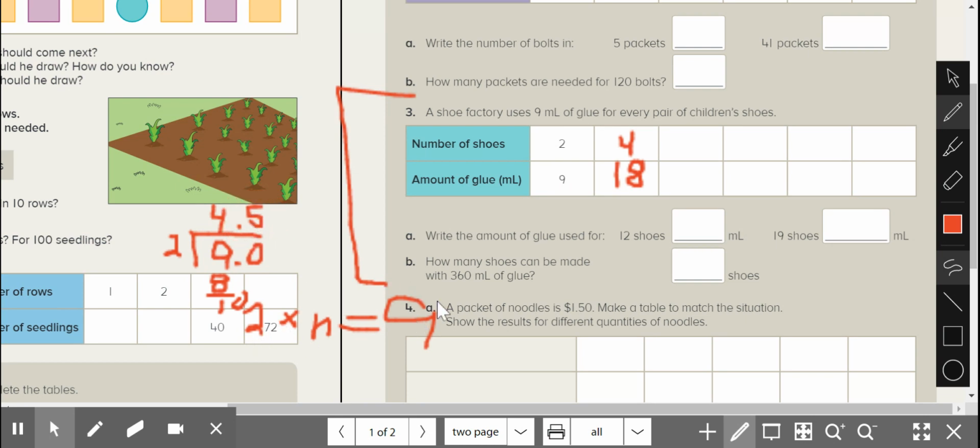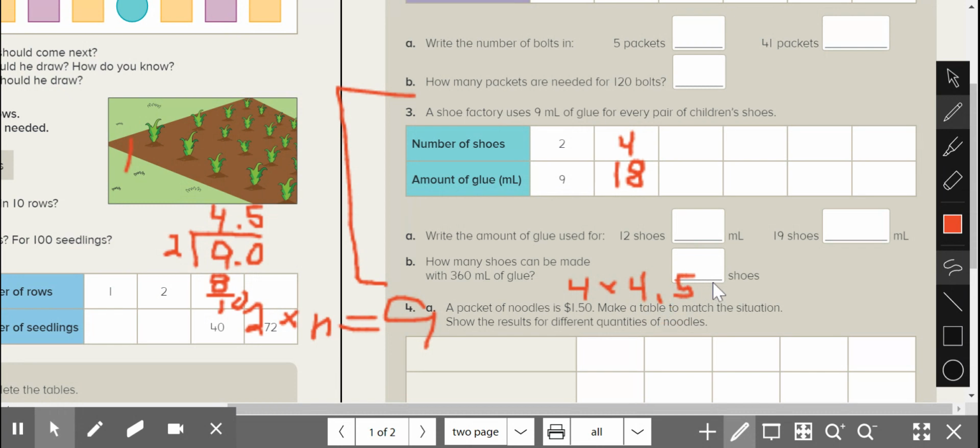We can say that the number of shoes times 4.5, 4 and 5 tenths, will tell us how much glue we would need. So 4.5 represents 1 shoe. 1 shoe needs 4.5. So let's see if that's right. 4 times 4.5.